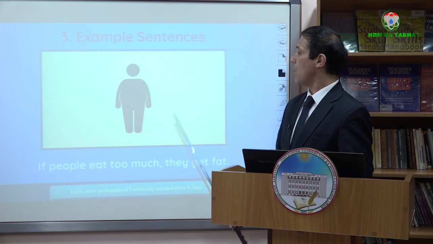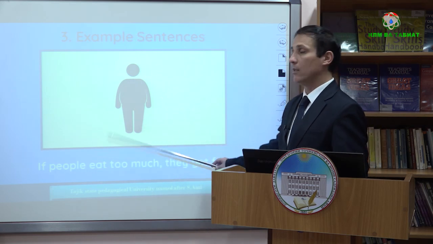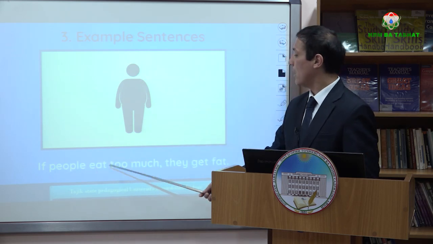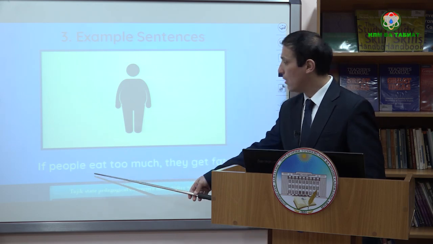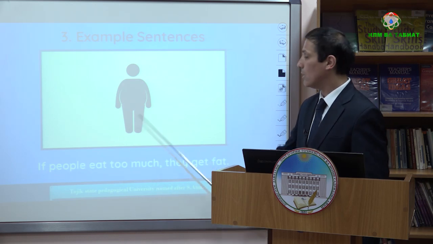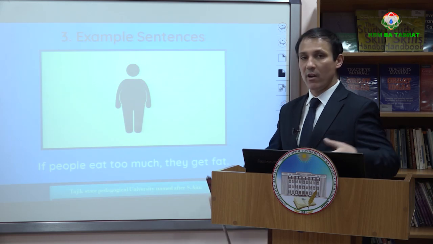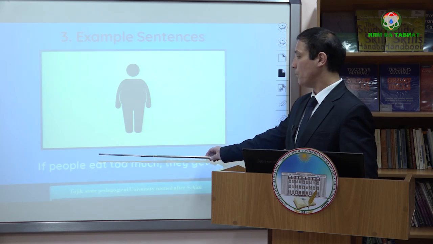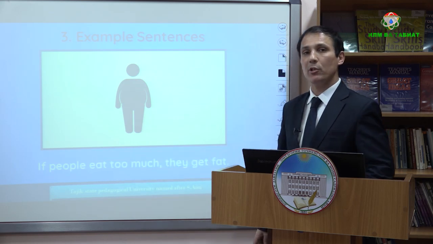Next example is about the picture, but the picture depicts the sentence. The picture explains the sentence: if people eat too much, they get fat. Here it says that if people eat more food, they will get very fat. Okay, this is clear information, and this is right and very full information.